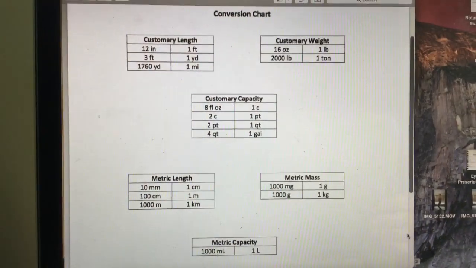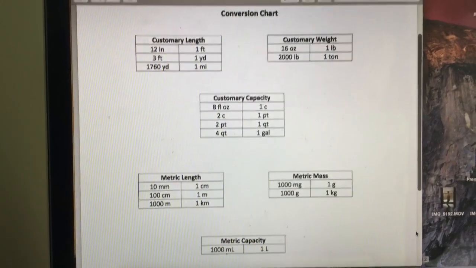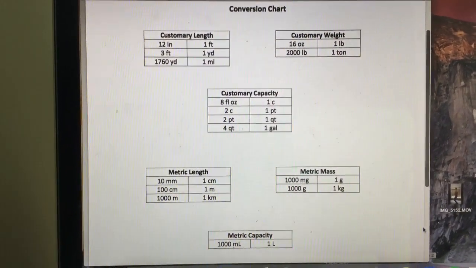Okay, so let's get into a little bit of review. I'm going to first show you the chart, and then I'm going to do some practice with you, and then I'm going to play the game a little bit. Boys and girls, this is a conversion chart that you're going to have available to you, attached to our Google Classroom at MathPost.